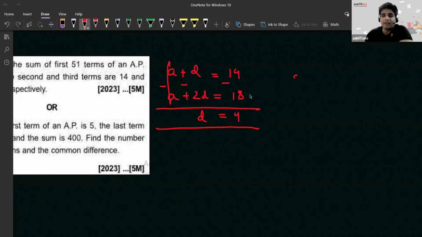Okay. Now I'll find the value of A from the first equation. First equation is A plus D is equal to 14. And D I have been given is equal to 4. So A plus 4 is equal to 14. 4 goes to the other side. 14 minus 4 is equal to 10. So my first term is equal to 10.